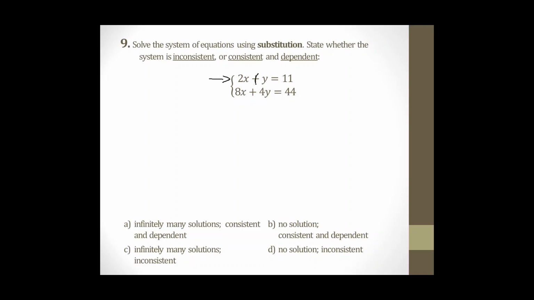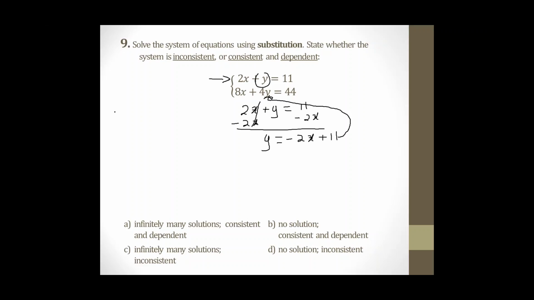I'm also going to solve for y because the y doesn't have any number in front of it or behind it. So all I need to do is subtract the 2x from both sides. So I'm going to write down 2x plus y equals 11. Subtract 2x from both sides. This cancels. So y equals negative 2x plus 11. And I'm going to substitute this into the other equation, wherever I see y.